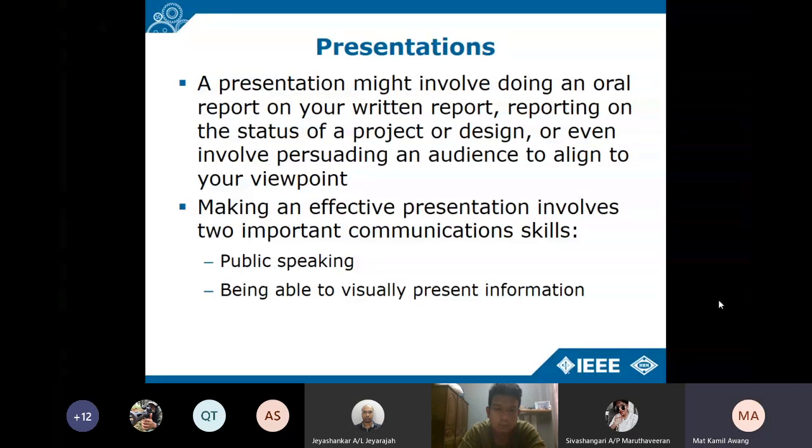So making an effective presentation involves 2 important communication skills. The first one is public speaking. You should be able to stand up in front of people and talk. And the second is that you should be able to prepare your presentation material in a pleasant and concise manner to present your information. So your slides and whatnot should be suitable for the audience. The color, the arrangement, those kinds of things.